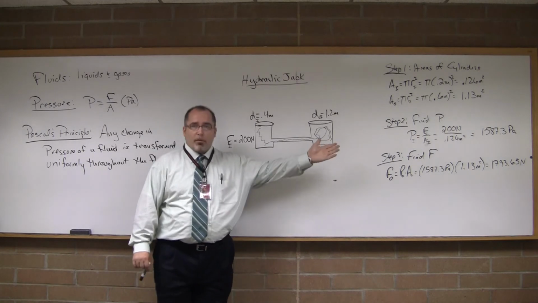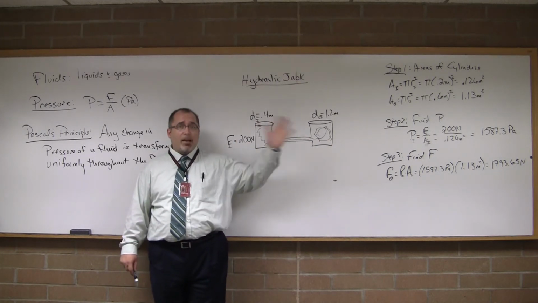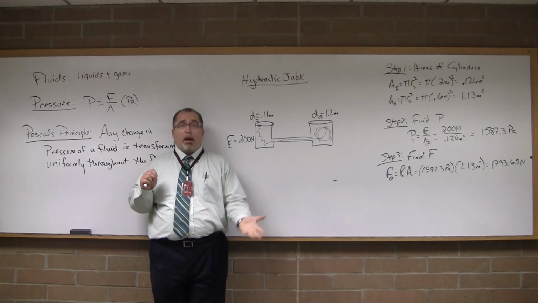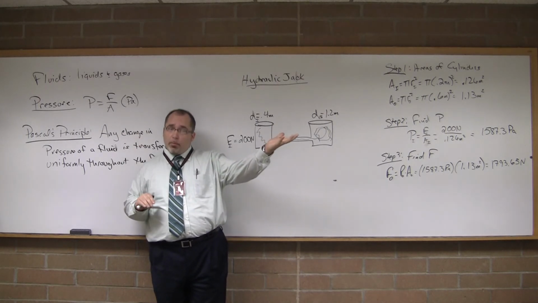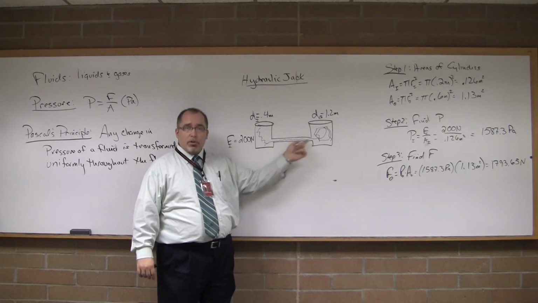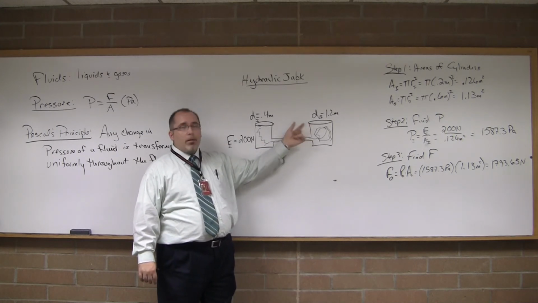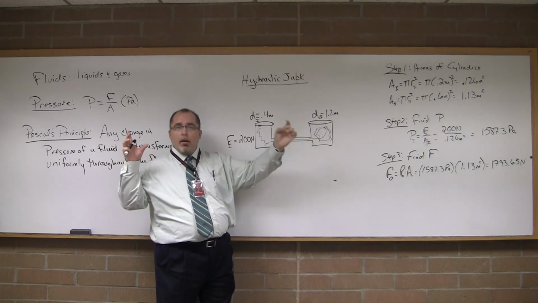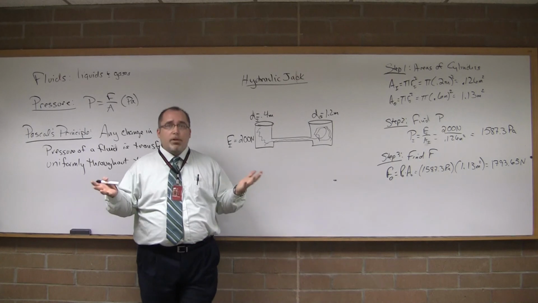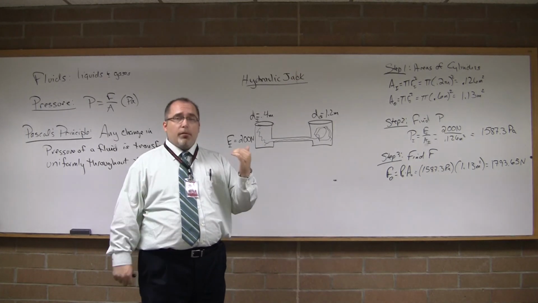We started off with 200 newtons. We ended up with an output force of almost 1,800 newtons. That's 9 times as big. That's the whole idea behind hydraulics. You can get a much greater output force with a relatively small input force. It's all in relation to two things: one, the pressure change of the fluid, but secondly, the difference in diameters of the cylinders. And this is how you can lift very, very heavy objects with, relatively speaking, very light force.